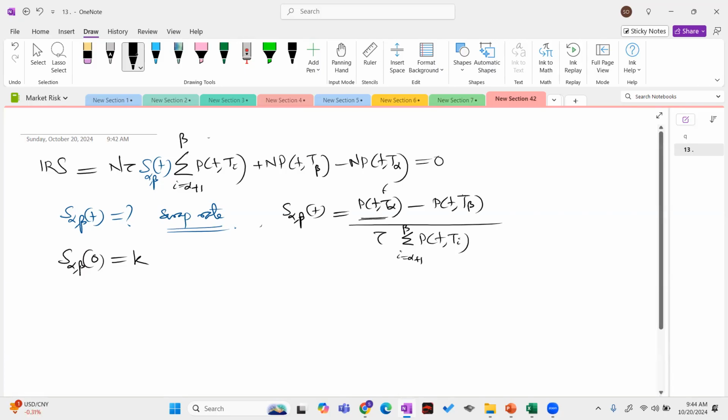Look at the first one. This is the discounting factor till the first reset date. Discounting factor for the last reset date, divided by tau, which is the year fraction of the settlement frequency, right? If it's quarterly settlement, it will be 0.25. If it's semi-annual, it will be 0.5. Sum of discounting factors. Please remember, do not include the first one. In the bottom, it goes from alpha.